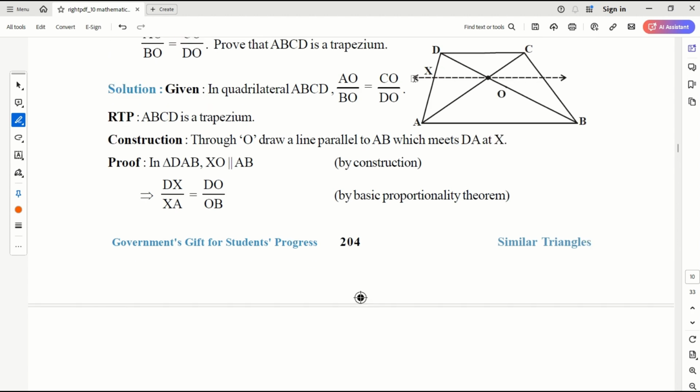So let's draw a line through this O parallel to AB, which meets DA at X. This is where it meets. Now, in triangle DAB, this XO is a parallel line to AB. It's parallel to AB, correct? So, which means DX by AX equal to DO by OB, correct? DX by XA equal to DO by OB, right?